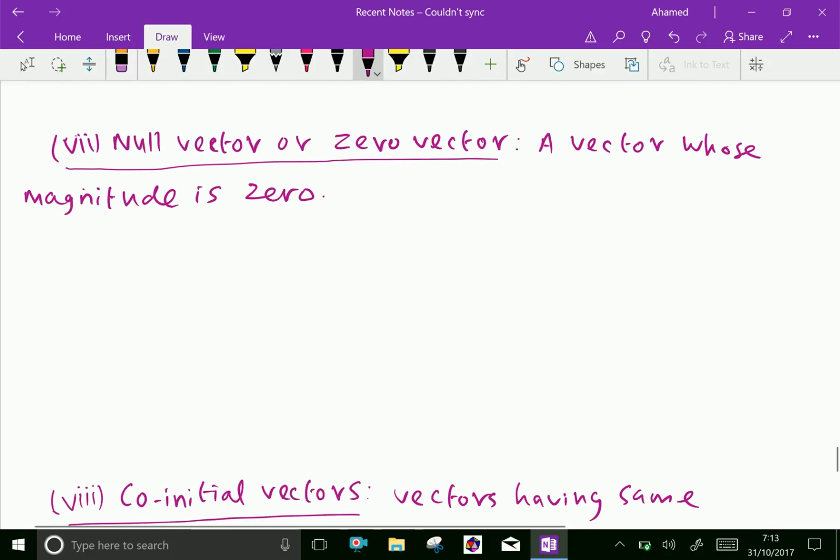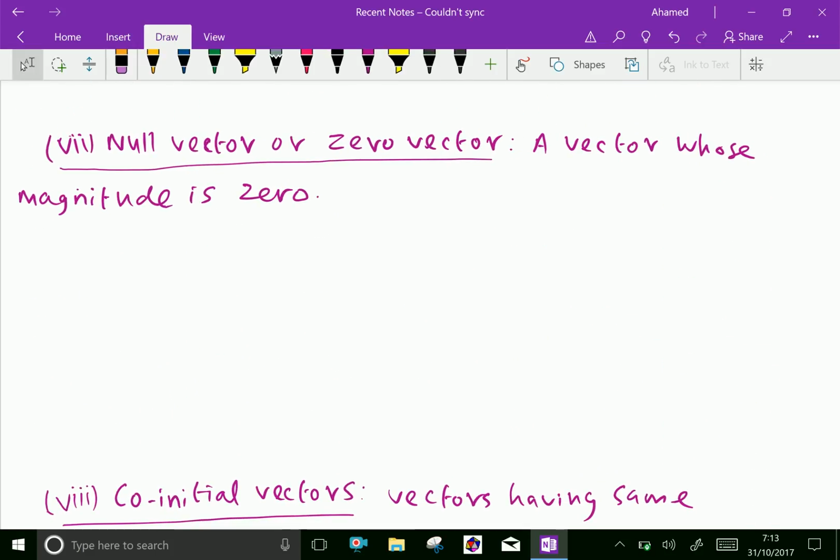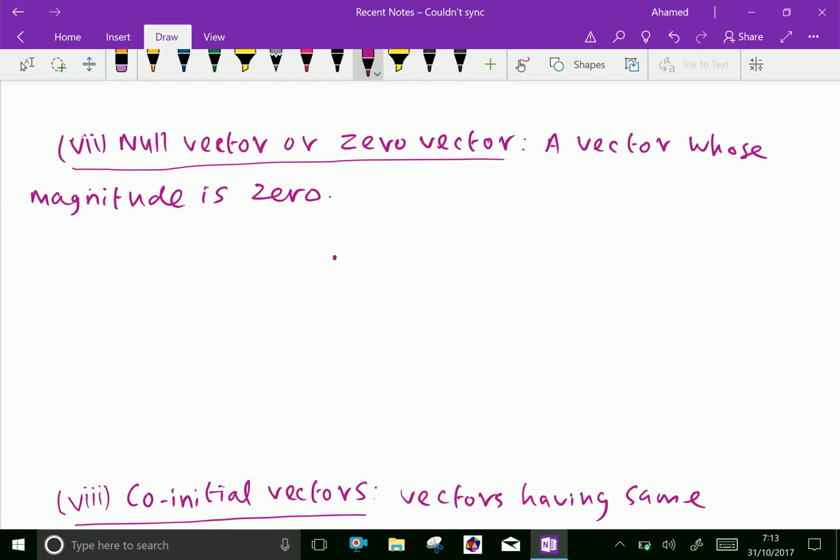Next one, null vector or zero vector. A vector whose magnitude is 0. Suppose consider a point. A point has no magnitude lengthwise, so it is called a zero vector. We cannot represent a zero vector with a straight line, so we can represent it as a zero vector like this.